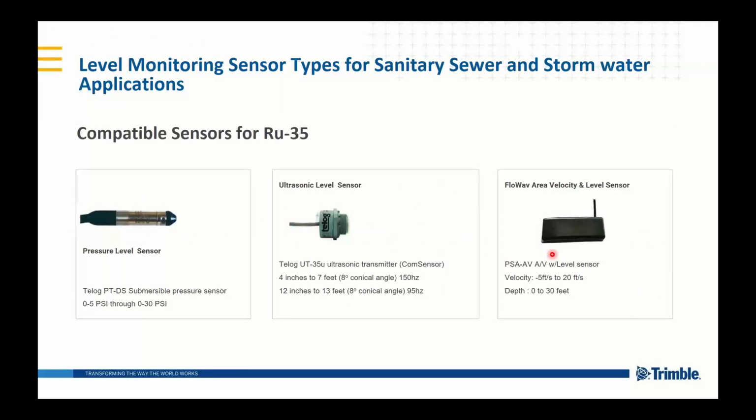So let's discuss just level monitoring applications for sanitary sewers. So for our Ru-35, we have 3 different sensors that are compatible that we can use for tracking level. We can start off with a pressure level sensor. It's called our Telog PTDS submersible pressure sensor. And it goes from a range of 0 to 5 psi all the way up to 0 to 30 psi, which should be sufficient for just about any sort of manhole depth you have out in your collection system.